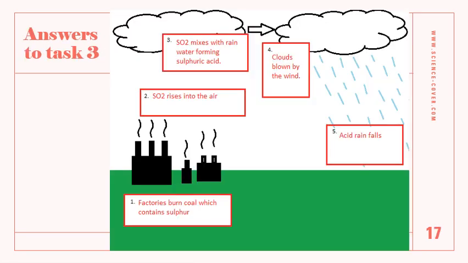The labels should have read: number 1, factories burn coal, which contains sulfur. Number 2, SO2 rises into the air. Number 3, SO2 mixes with the rain, forming sulfuric acid. Number 4, clouds blown by the wind. Number 5, acid rain falls.